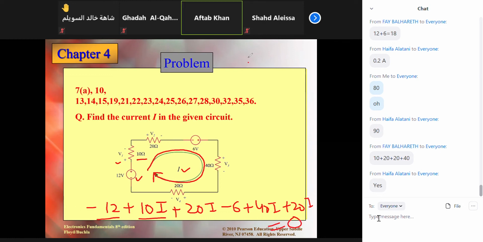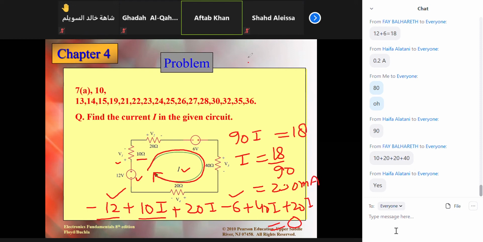Here we can just simplify the numbers, which is that one and that one. What is that? Minus 18. When it goes to the other side of the equal sign, it becomes 18. Now I will just add the I's, which is 10I, 20I, and so on. So it is going to be 90I, and I will be 18 over 90, which will give me 200 milliamps. Got it?